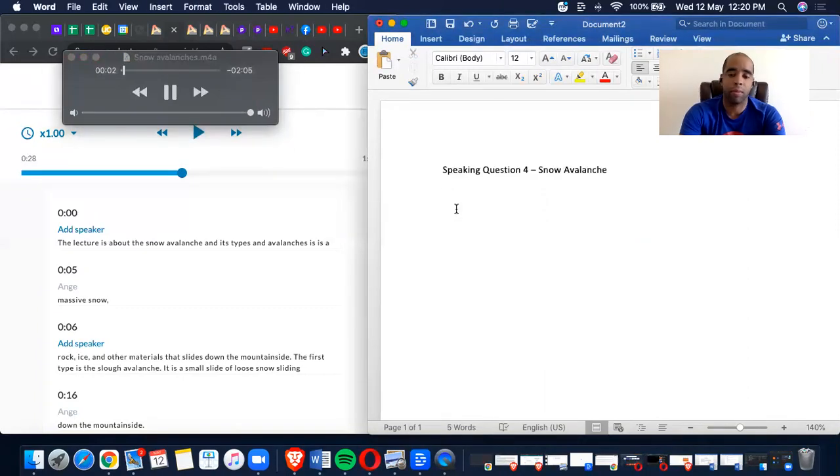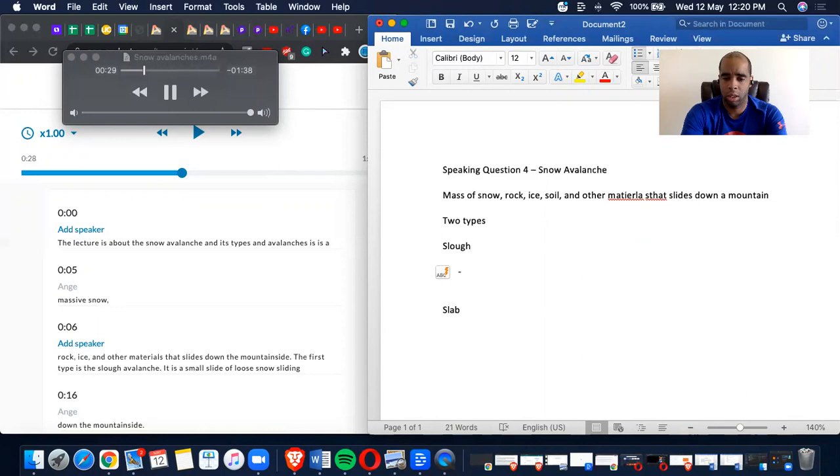Okay. As we mentioned in the previous lecture, an avalanche is a mass of snow, rock, ice, soil, and other materials that slides down a mountainside. So, what are the two main types of snow avalanches? As you can see from the textbook, one is called slough and the other is called slab. Let's look at the slough avalanches first. So, what is a slough avalanche?